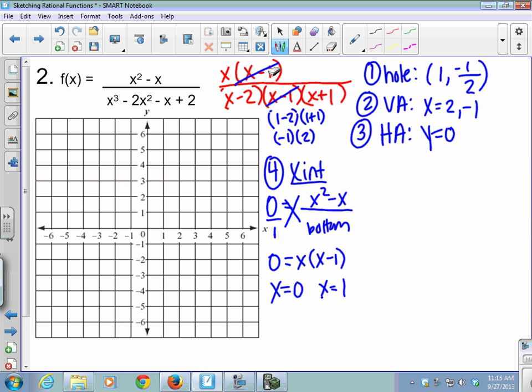Now, at 1, I've already seen that there's a hole there. So this is actually not an intercept, this is going to be a hole in the graph. So my only x-intercept is at 0, 0.